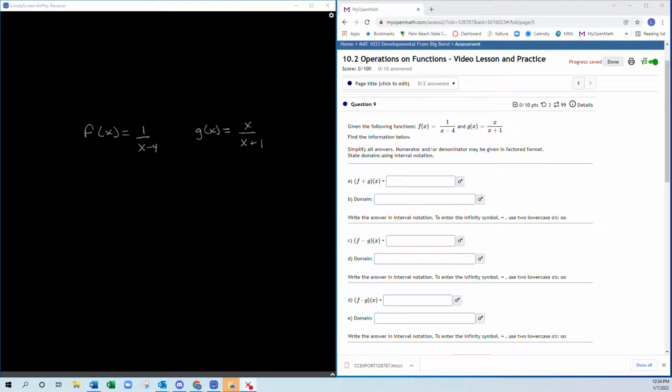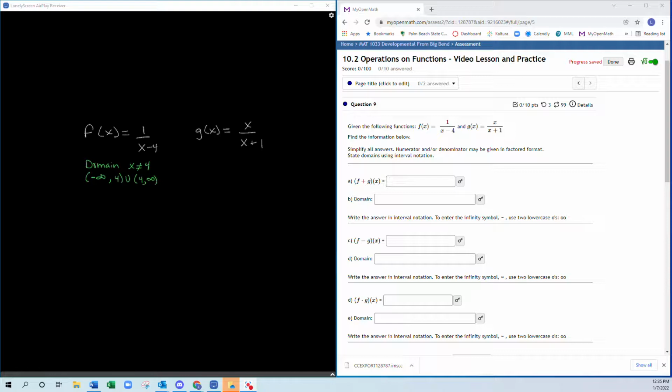Just to start off in the very beginning, remember what domain is. So f of x, the domain is everything but x cannot equal, in this case, 4. If I plug that in, 4 minus 4 would give me 0. To write that in interval notation, it is everything but 4, so it goes from negative infinity to 4, union 4 to positive infinity.